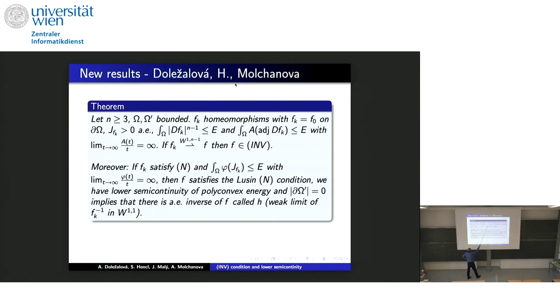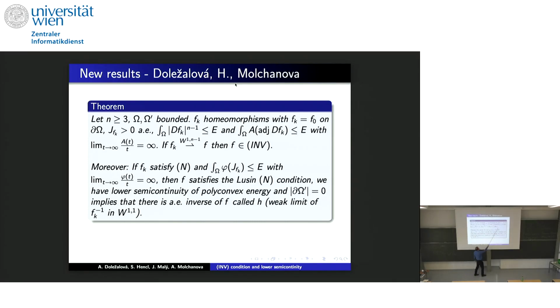Again, we have a sequence of homomorphisms that are equal to a given homomorphism on the boundary. The Jacobian is positive almost everywhere. They are uniformly bounded in W^{1,n-1}. And instead of integrability of 1 over the Jacobian, it is enough to ask this condition. This adjugate matrix consists of the (n-1)×(n-1) subdeterminants. If you are bounded in W^{1,n-1}, this is definitely uniformly bounded in L1 for free.